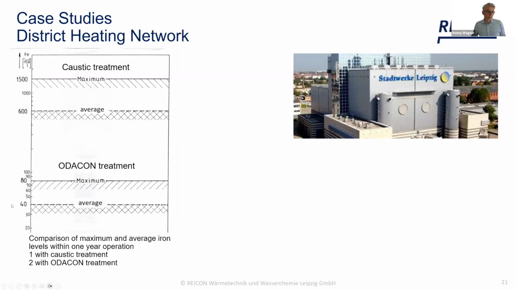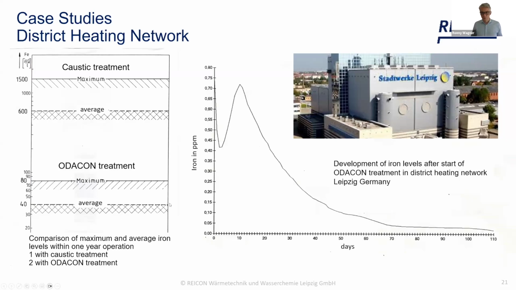So, more or less a 10 times reduction of the average concentration of iron within the system. Also, you could see that over a time view. In the beginning, you had a quick drop, which was related to the start of injection. And then here you can see the mobilization effect. And then again, it goes down to very small traces of iron within the district heating network.